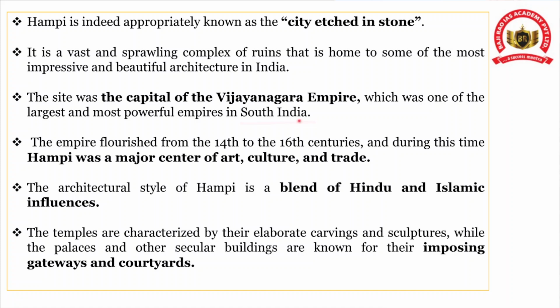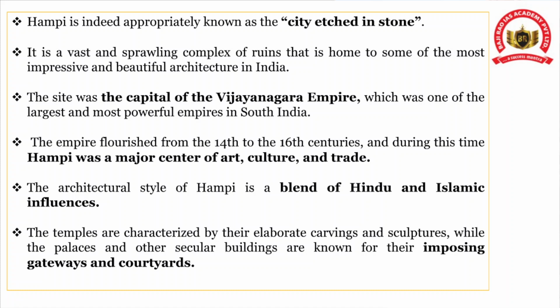So that was established on the banks of river Tungabhadra. This city flourished in the 14th and 16th centuries. During this time, Hampi was a major center of art, culture, and trade. Not just were temples constructed with a rich architecture, but Hampi is also known as a major center for art, culture, and trade in the 14th and 15th centuries.